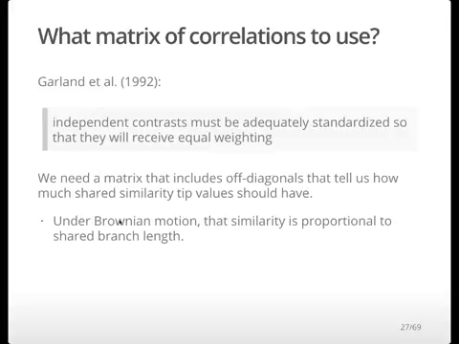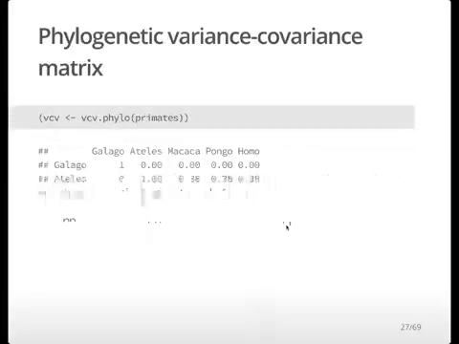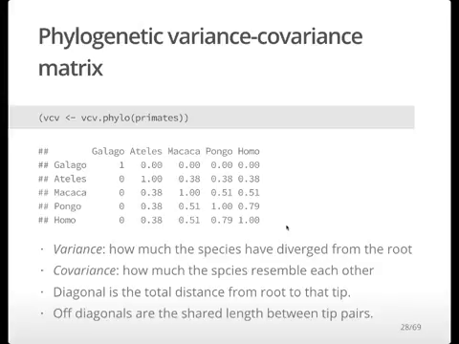And so under Brownian motion models, which again is the simplest, that's proportional to the shared branch length between those two tips. So how much of evolutionary time do those two tips share with each other? All right. So this matrix that we're going to use is called the phylogenetic covariance matrix. There's a function, vcv.phylo, which gives you the variance-covariance matrix of a tree. So there's our tree object here, primates, and we're going to call vcv over here. And so this is what it looks like for primates.